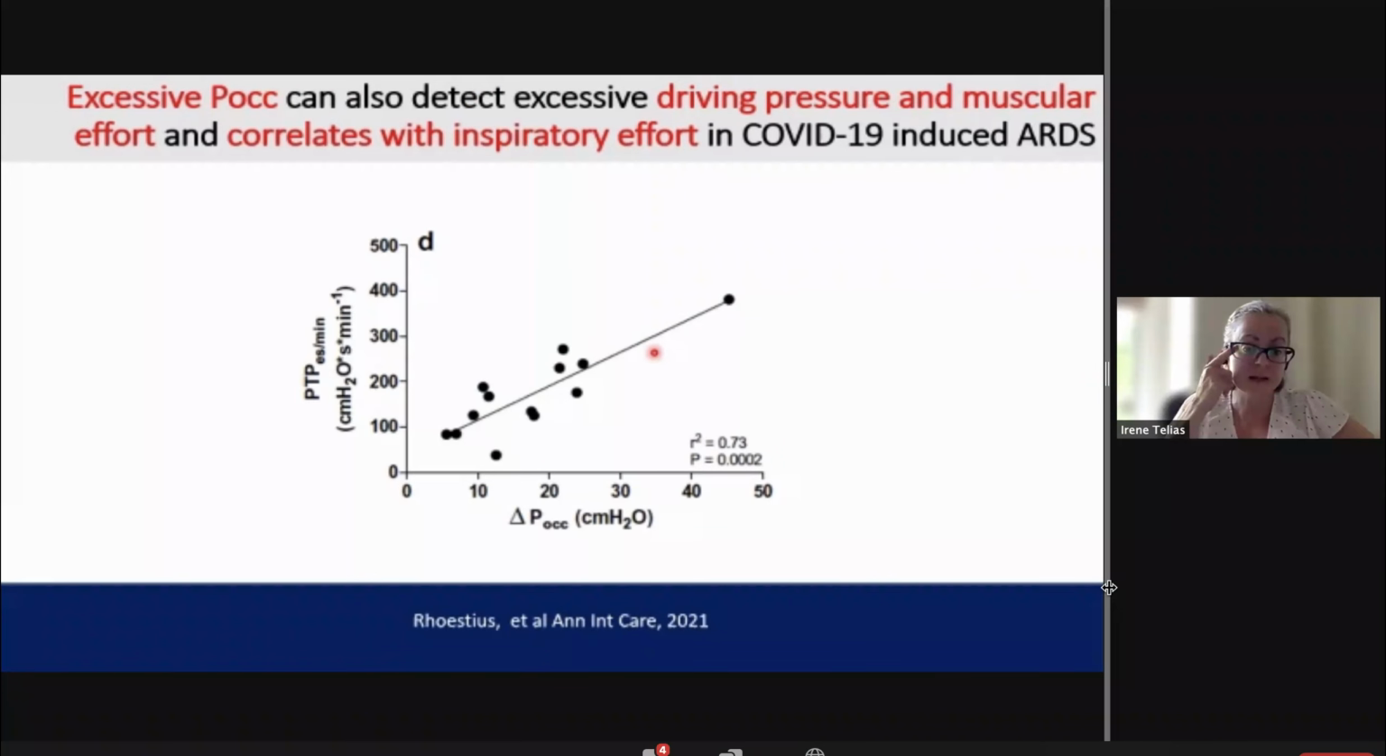There's another group that validated the use of Pocc as an estimate of inspiratory effort per minute, particularly in these patients.